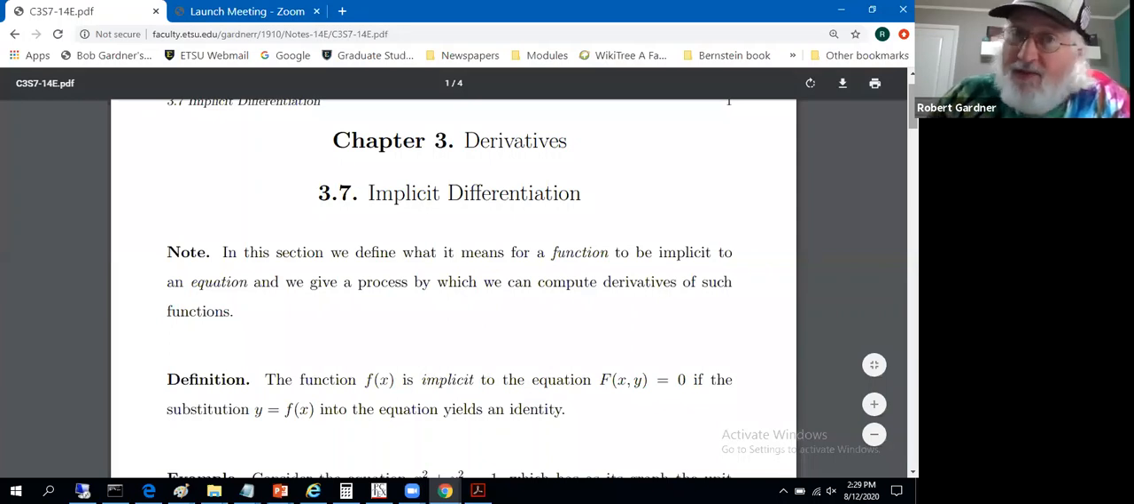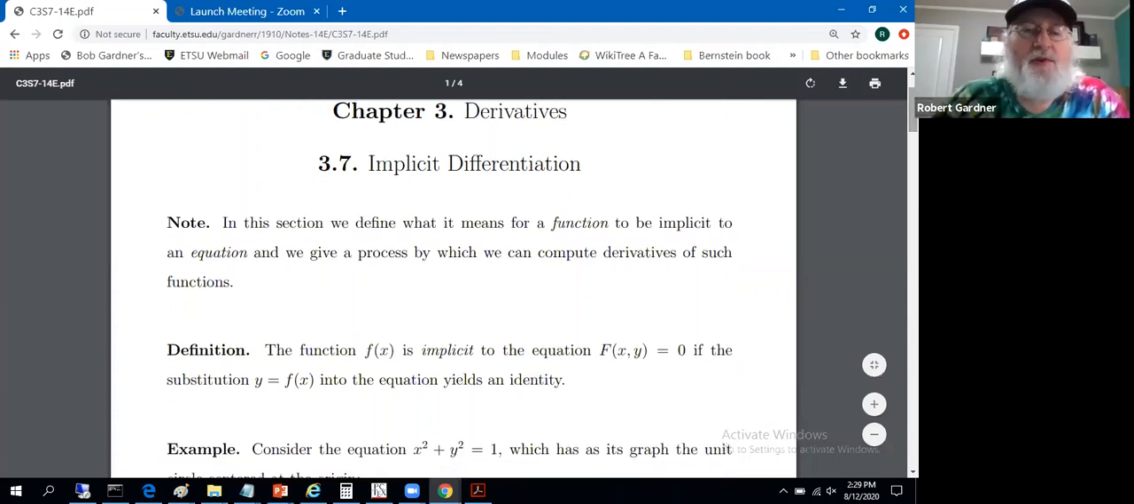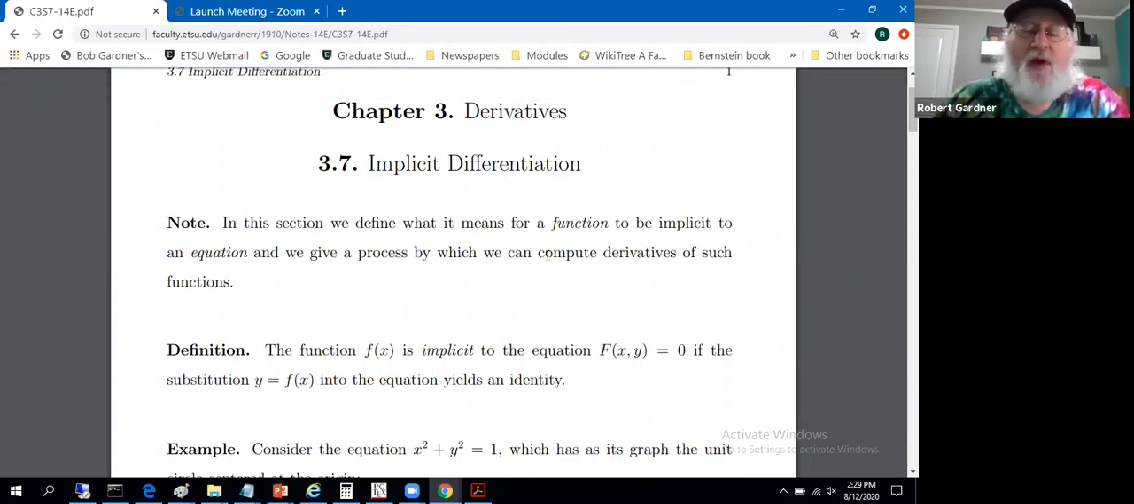The problem is there's multiple functions implicit to many of the equations we'll encounter. Good news is we won't have to actually look for the function itself. We'll be asked more indirect questions. So first, we'll start out by defining what it means for a function to be implicit to an equation.